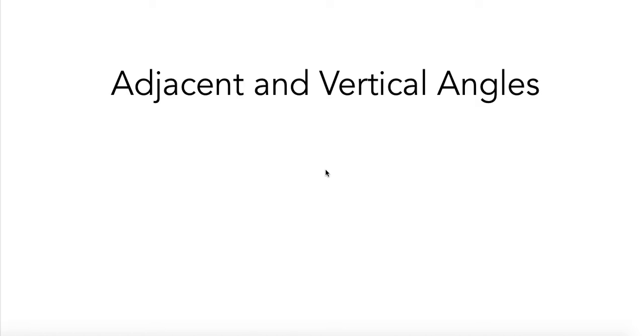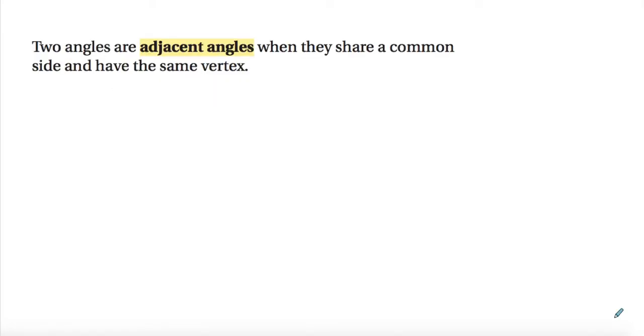Hi everyone, in today's video we are going to be talking about adjacent and vertical angles. Two angles are adjacent angles when they share a common side and have the same vertex.